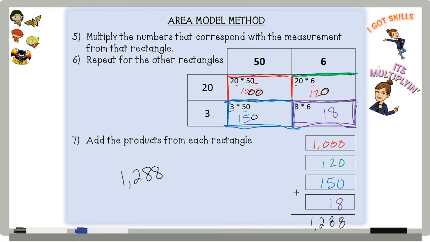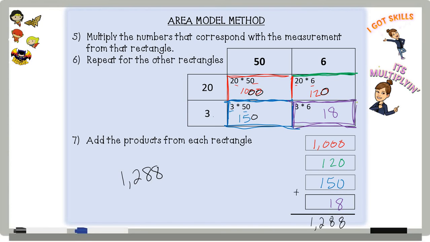Again, this is just a method for multiplication. It's not meant for you to be doing it that way all the time. The goal is to help you understand it and understand what's going on. So that way, as time goes on, you have a better chance of doing it correctly from the get-go.